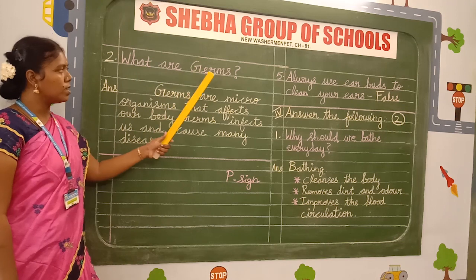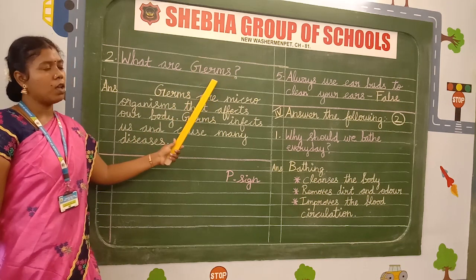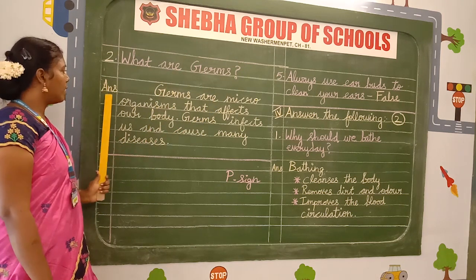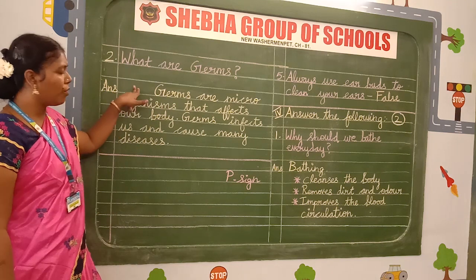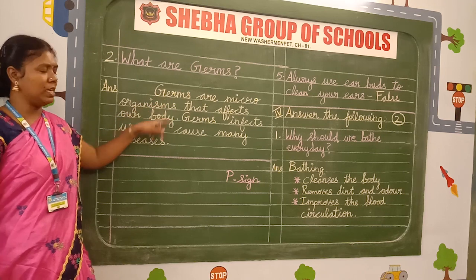What are germs? You can put the question mark here because you can write the question. Okay, when you finish the question, you can leave the line. Then write the answer on the next line and give a two finger gap. Okay, leave a two finger gap, and after that you can start writing the answer.